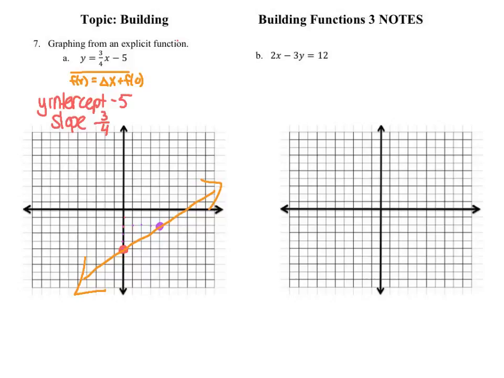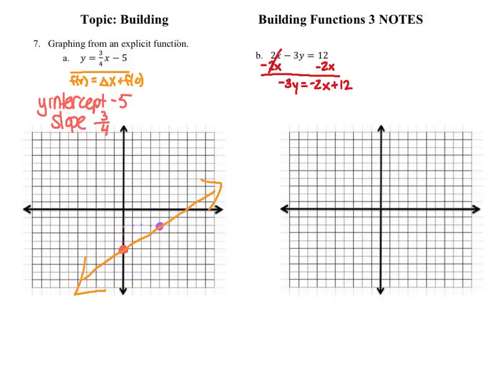Now, we have already discussed if it looks like y equals slope x and then the y-intercept. Now, question B looks a little bit different. We need to get the y by itself. So if you remember solving equations, getting the y by itself. So I'm going to start by subtracting 2x on both sides. 2x's cancel. So I have 3y equals -2x plus 12.